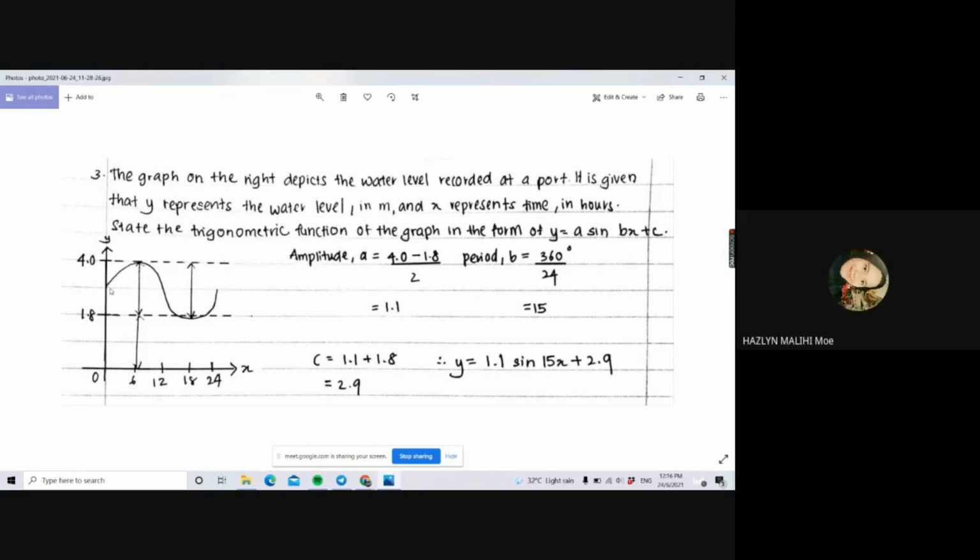How we can get the C? Can you understand? Yes. Understand. So the trigonometric function for the graph is y = 1.1 sin 15x + 2.9. That's all. Is it clear? Yes. That's all, madam. Okay. Thank you, Haslin.